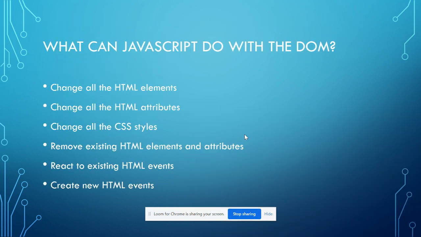So what can JavaScript do with the DOM? Well, it can change all of the HTML elements. It can change all the HTML attributes. It can change all the CSS styles. It can remove existing HTML elements and attributes. It can react to existing HTML events, and it can create new HTML events.